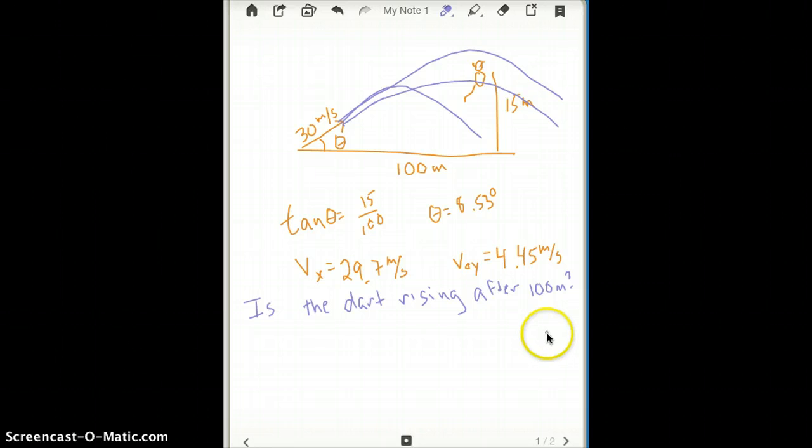Right? And so that would be semi-easy to check. What we could do is figure out how long it takes to get to the top of its parabola. If there's no monkey in the way, and it was just left to follow its perfect parabola, we know that V initial would be 4.45 in the y direction. We know at the top of that it would rest momentarily. It would not be moving up or down. Of course, it would still be moving over at a constant 29.7 meters per second the whole time. On the way up, it would be slowing down due to gravity.